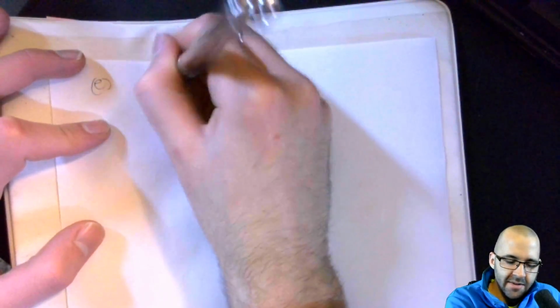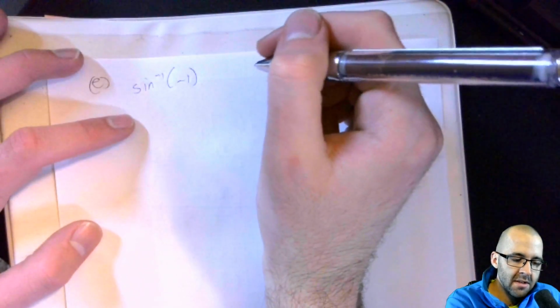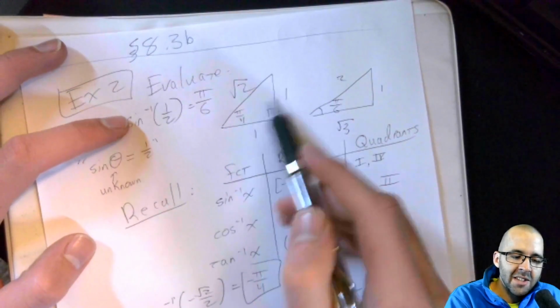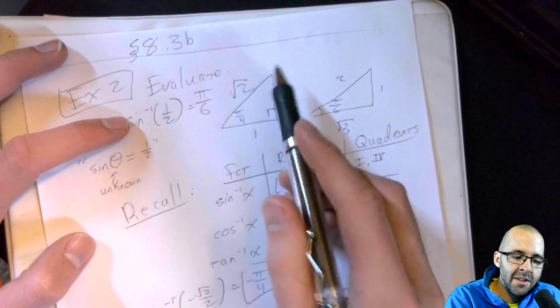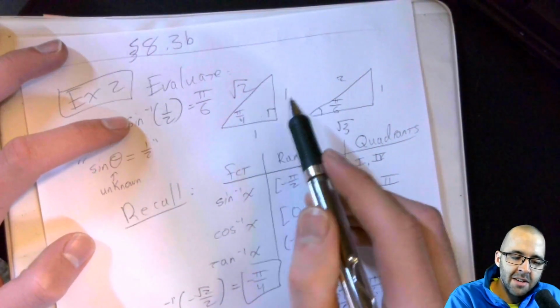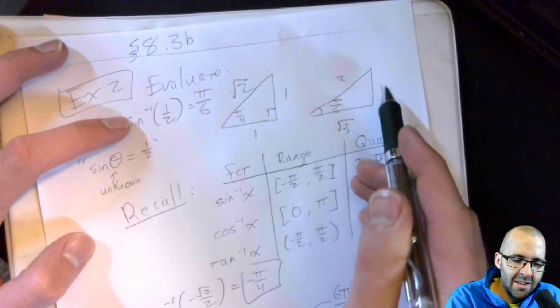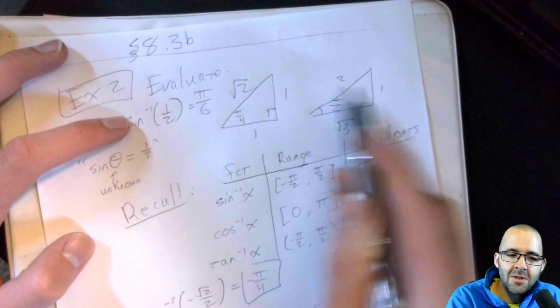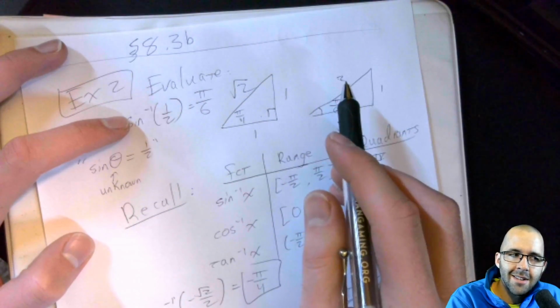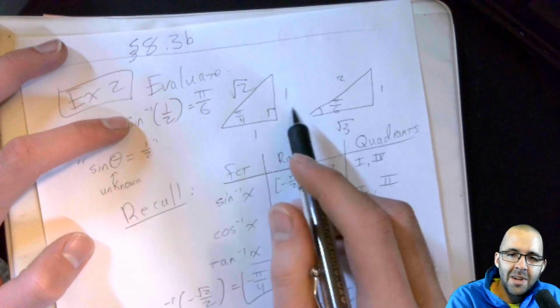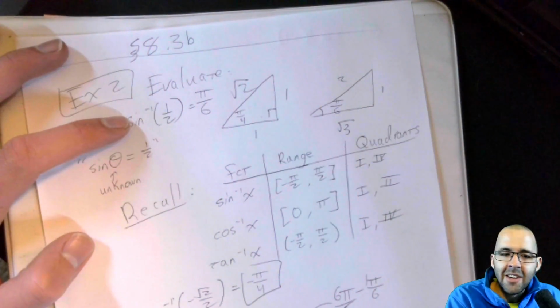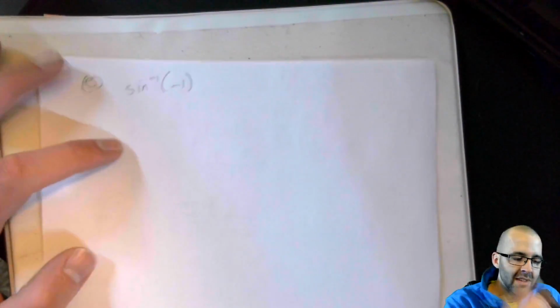Okay, so let's go part E. Sine inverse of negative 1. We look at our triangles. When is the opposite over hypotenuse equal to negative 1? Well, it's never going to be for these triangles. So these triangles aren't going to help us. Remember, there were 2 things that could help us: these triangles and the unit circle.